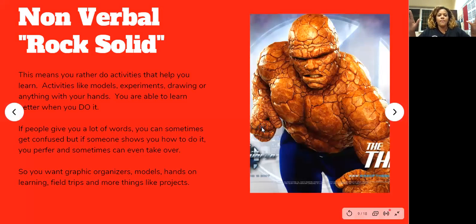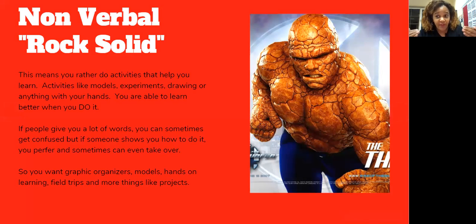Or our next superpower is bump, bump, bump, nonverbal. Complete opposite, right? Rock solid. So that means that you don't want to talk. You'd rather do it. You want to do the work. You want to be in activities like doing models, drawing, the experiments. You just like working with your hands, and you just want to make sure that you can get into the learning and you can do it.